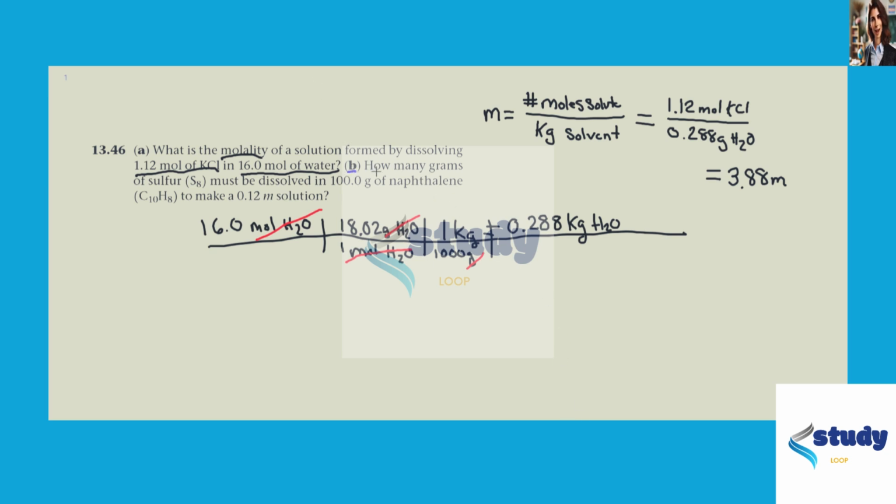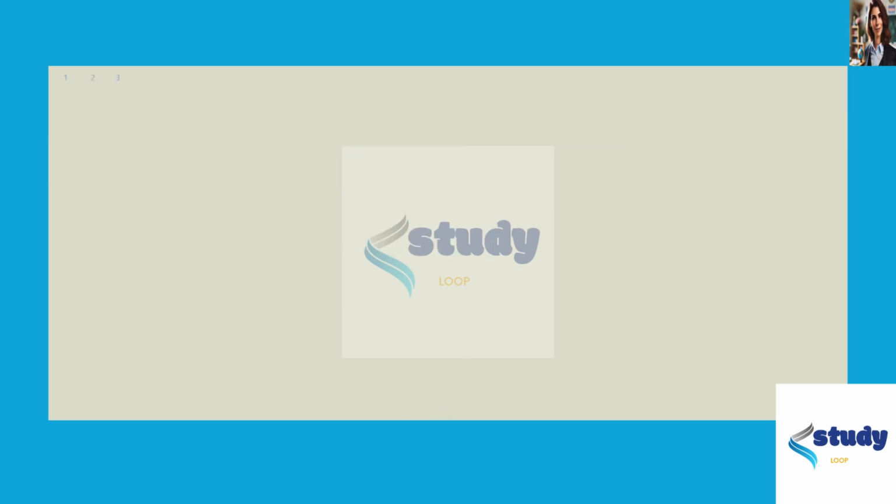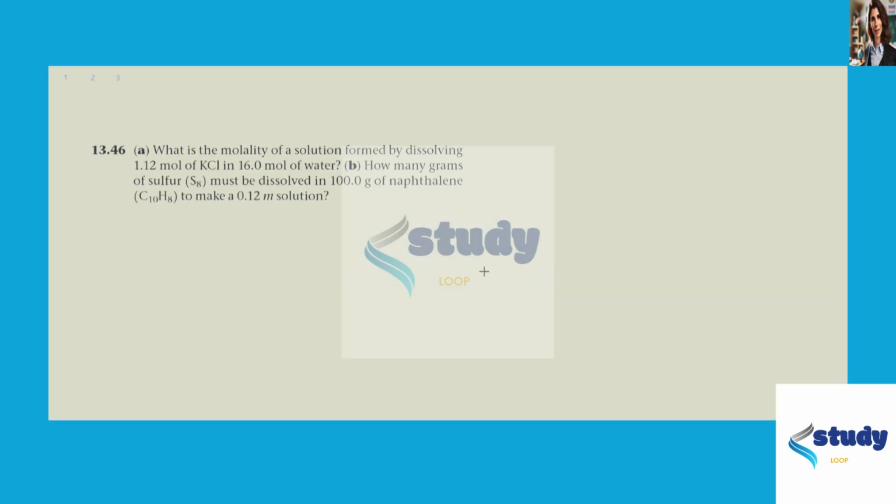How many grams of sulfur must be dissolved in 100 grams of naphthalene to make a 0.12 molal solution? So let's bring this over to another sheet of paper. All right, so how many grams is what we're solving for? How many grams of sulfur must be dissolved? So we're still looking at molality. And what is that formula? See if you can remember it.